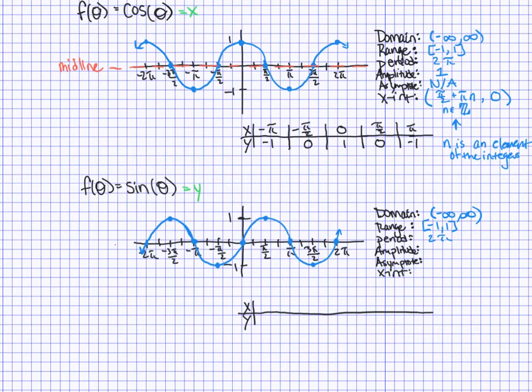The midline here, or the middle of our graph, is also going to be the same on our x-axis. So that's our midline, meaning the amplitude, or the distance from the midline up, or from the midline down, is still going to be 1. There's no asymptotes for this graph, so that's just NA.